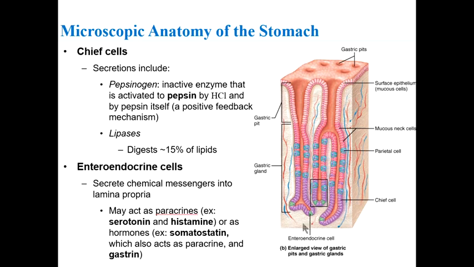The enteroendocrine cells, which we see in green, very few of them, and deep in the pits, secrete chemical messengers into the lamina propria. Remember, the lamina propria is part of the inner mucosal layer. Lamina propria is a sublayer that has capillaries. So these chemical messengers can enter the lamina propria into the blood. They can act as paracrines, which means they affect nearby tissue, like serotonin and histamine. Somatostatin and gastrin are hormones that can have effect on other tissue. Of course, somatostatin can be a paracrine as well as a hormone. So we're going to see what some of these do once we get a little further along.